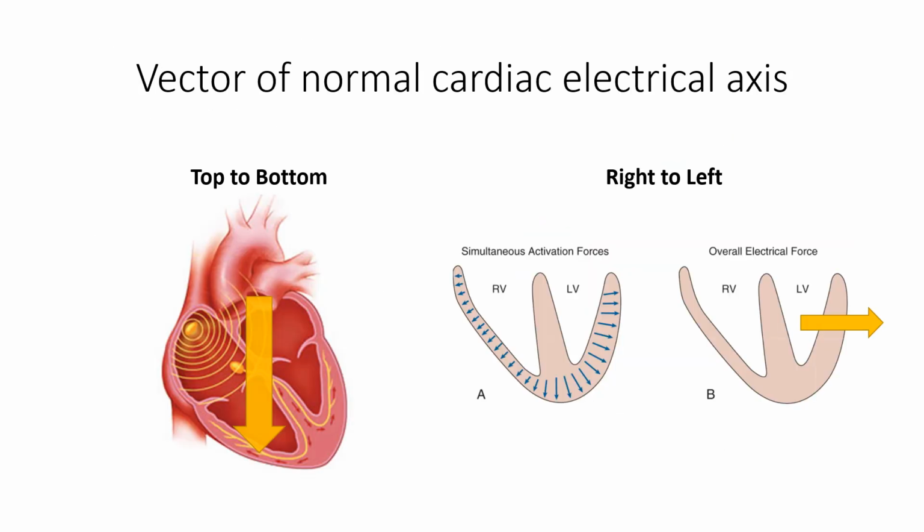Recall that the vector of a normal cardiac electrical axis has both a top to bottom and a right to left component. The top to bottom component is established by the atria depolarizing from above down to the ventricles, and the right to left component is established by the large, more bulky left ventricle. As it has more mass, it has more voltage, so it takes longer for the left ventricle to depolarize, so the last bit of energy is going to be to the left-hand side.